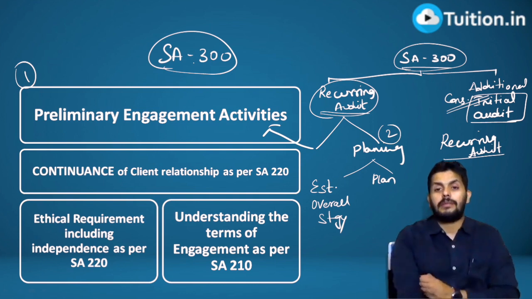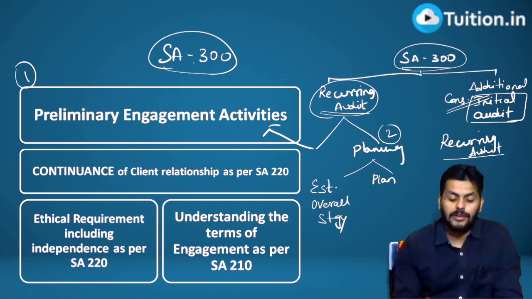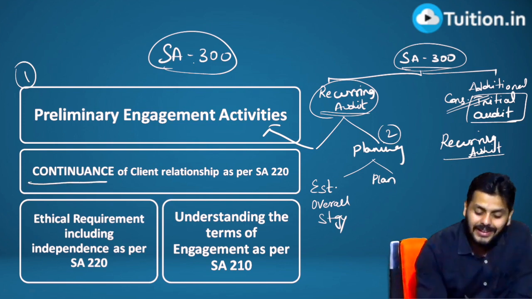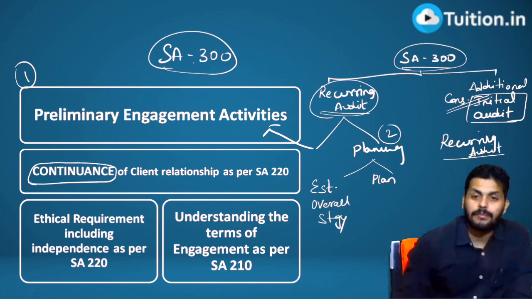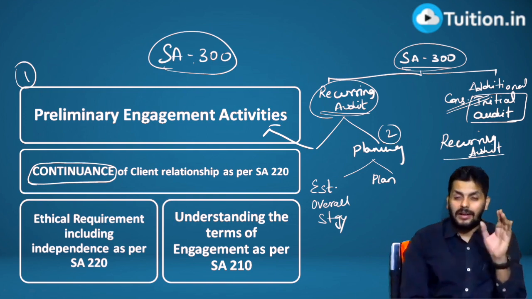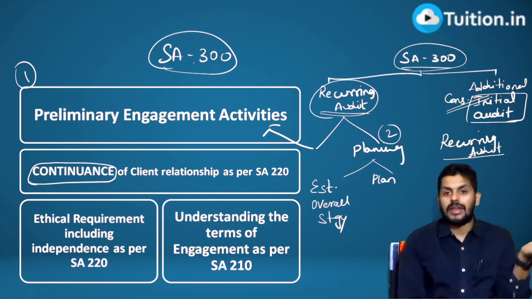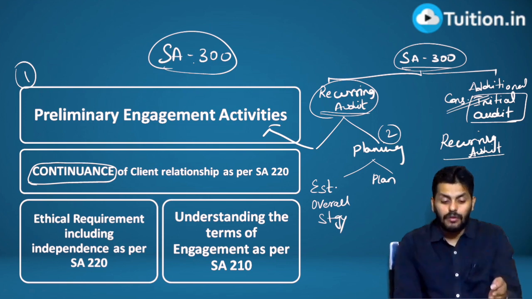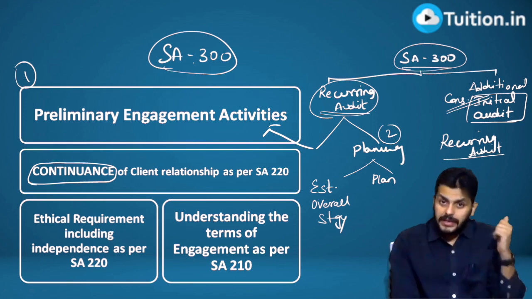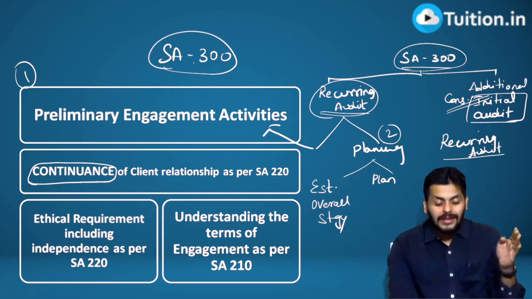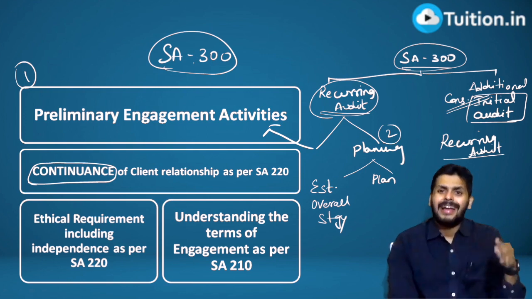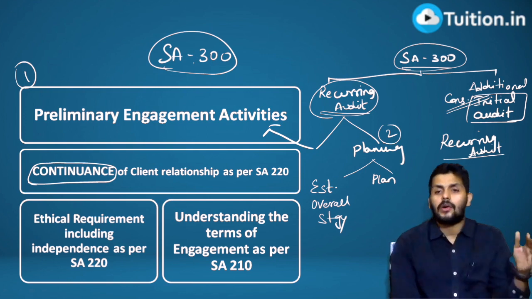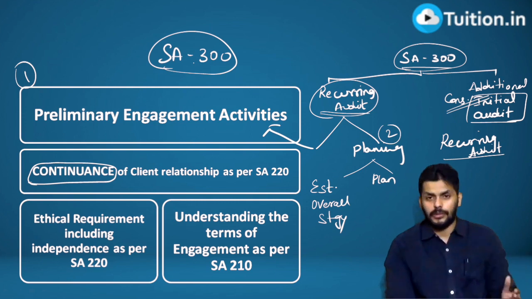preliminary, before we even commence anything about planning, the first thing that we need to do is to have an understanding of the continuance of client relationship. Now, why are we using this term continuance? Because you already have an established relationship. This is in the case of a recurring engagement, right? So we use the words continuance of client relationship. And in my last segment, towards the end, I already discussed quality principles in standard number 220, acceptance and continuance for the client.